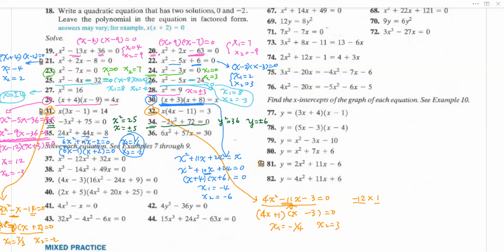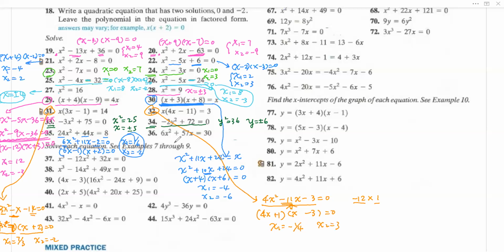Right? It's just a little bit more steps. 3 steps here. 1, 2, 3. First step, we simplify. Second step, we factor. Third step, we use the zero product theorem. We got solutions. All right.